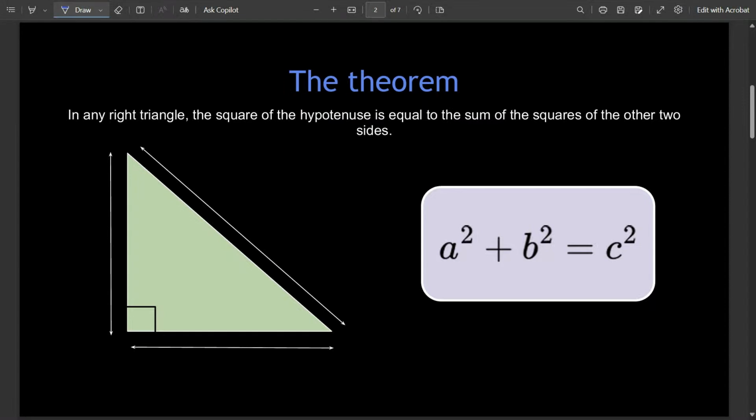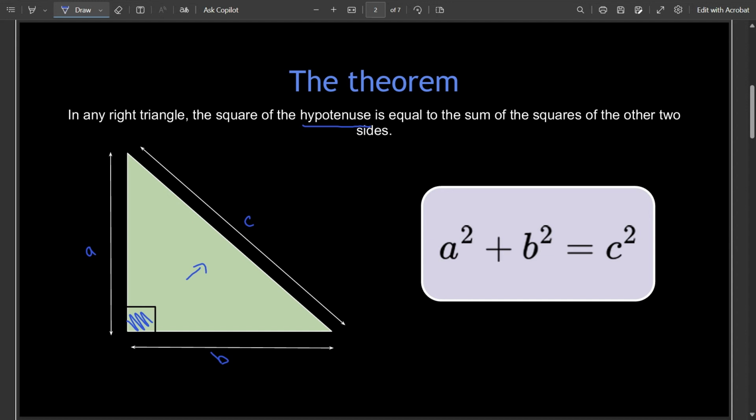While this might sound complicated, it's actually pretty simple if we break it down. So, what is a hypotenuse? Well, a hypotenuse is the longest side of a triangle, and it's always opposite the right angle. So in our triangle over here, this is our right angle, so the side opposite is our hypotenuse, and we always call our hypotenuse C. Then we have two other sides, A and B, and it doesn't really matter which one's which.